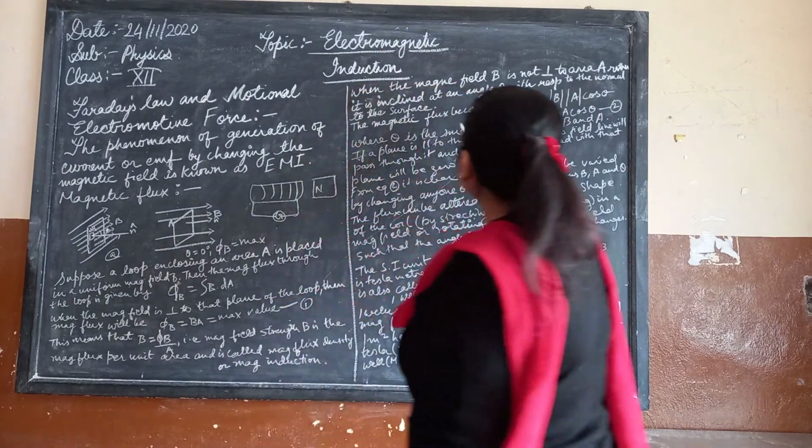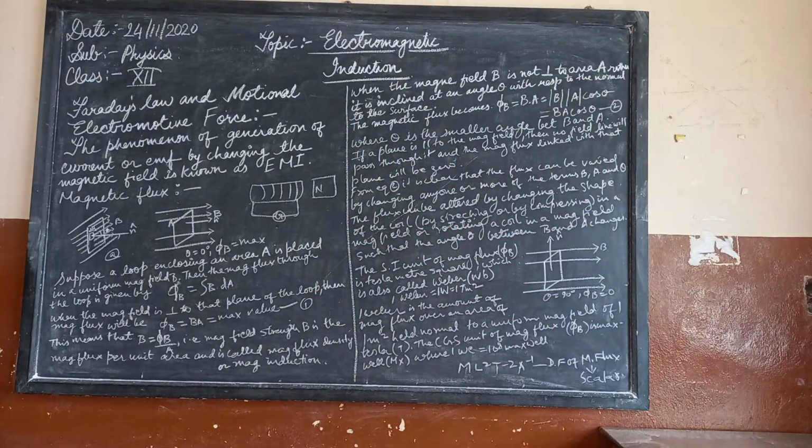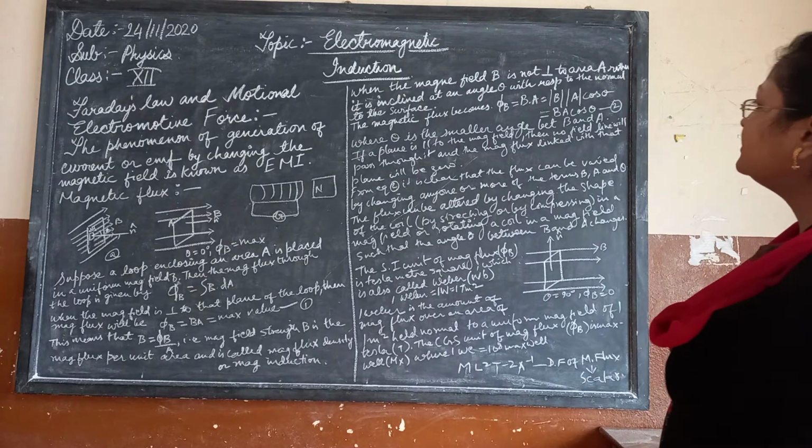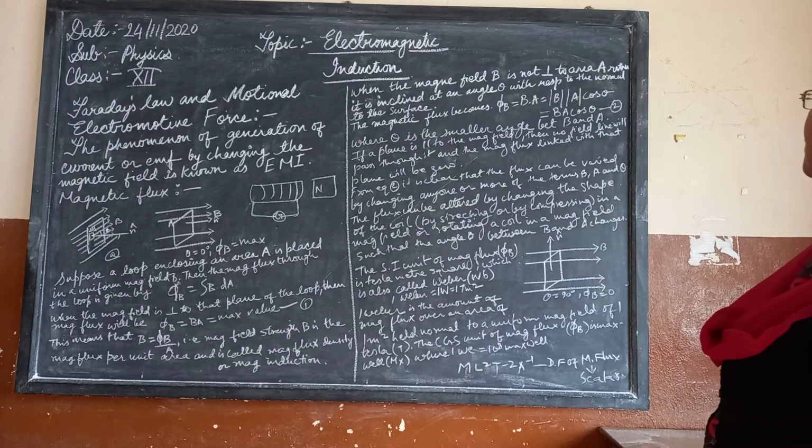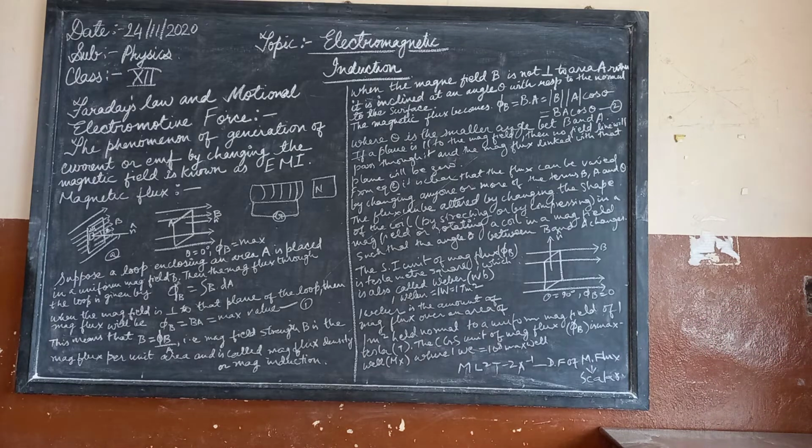So when the magnetic field B is inclined at an angle theta with respect to the normal to the surface, the magnetic flux becomes phi equal to B dot A, that is |B||A| cos theta, or it may be given as B A cos theta, same equation, where theta is the smaller angle between B and A.